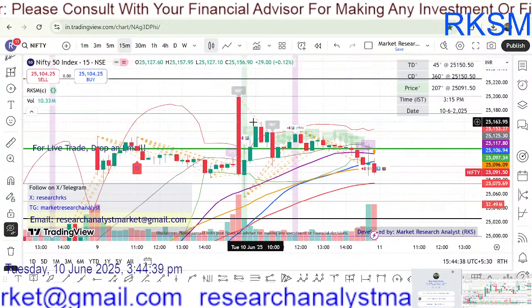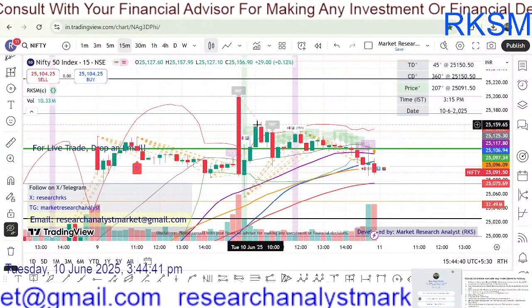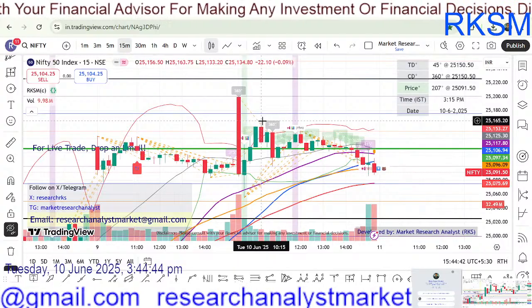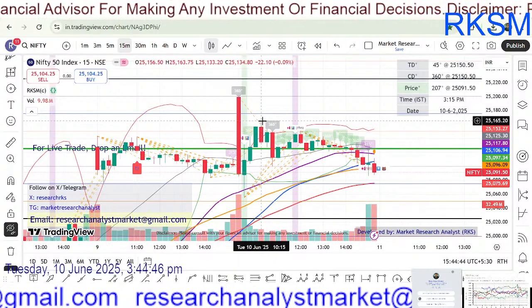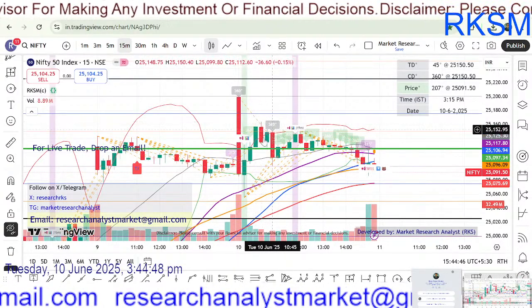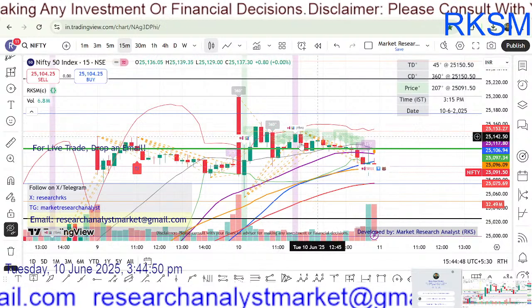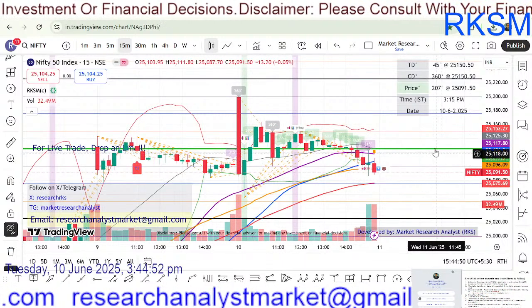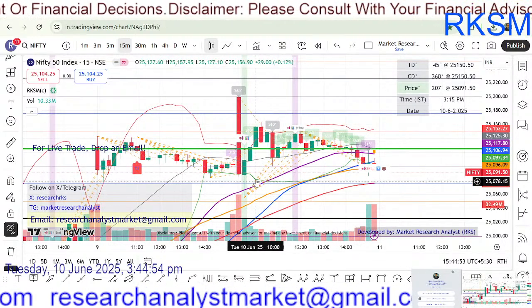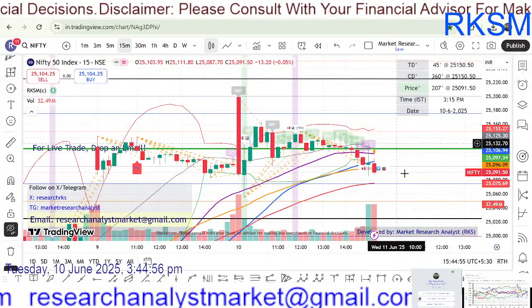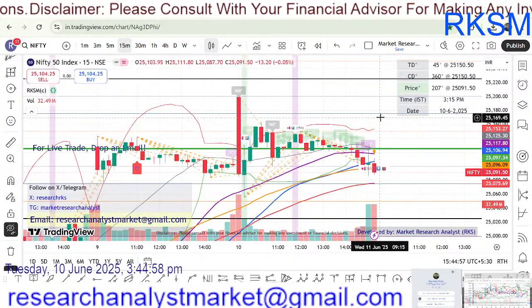So the market made its first open and started moving up. It reached 25,165, exactly these numbers. And one more important point: all these lines you see are our targets, along with some support and resistance levels.